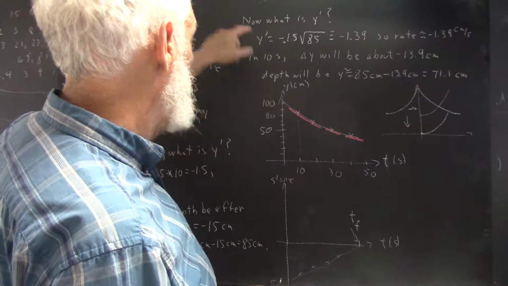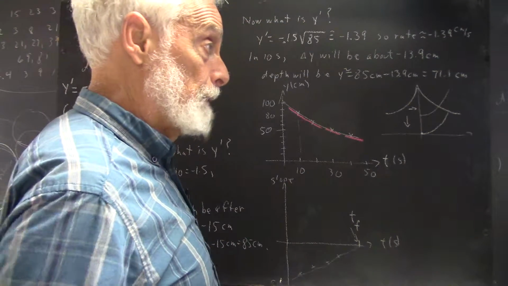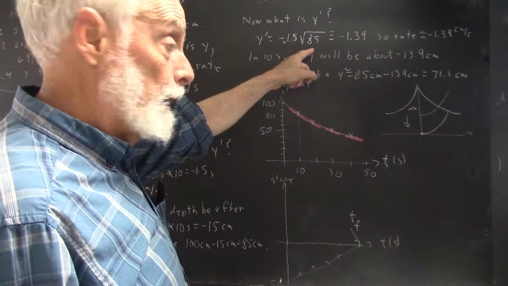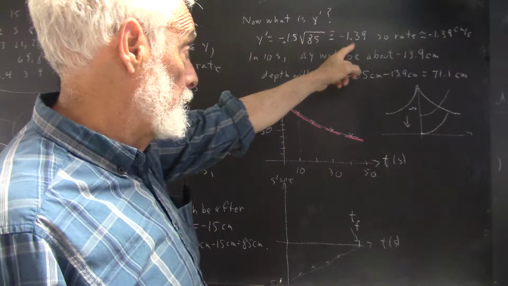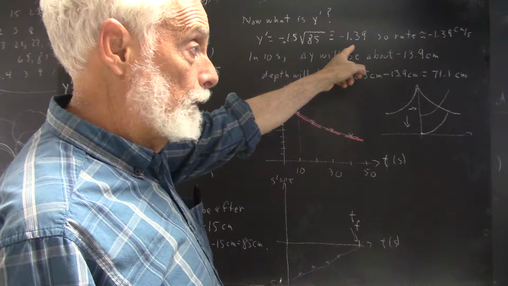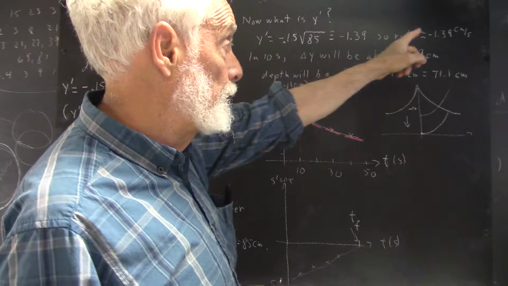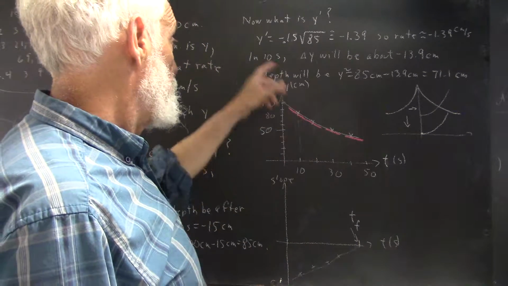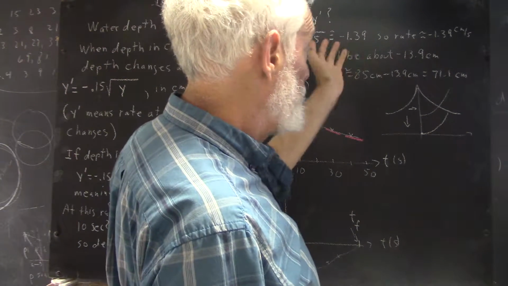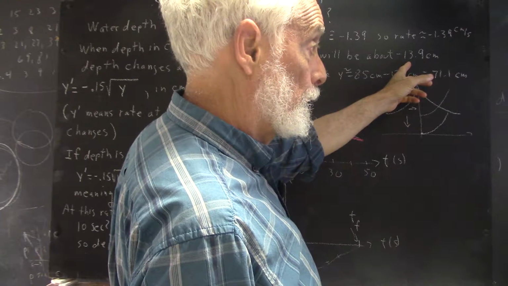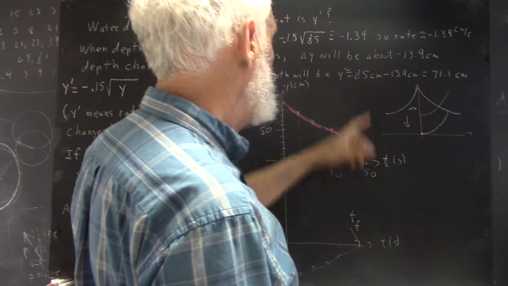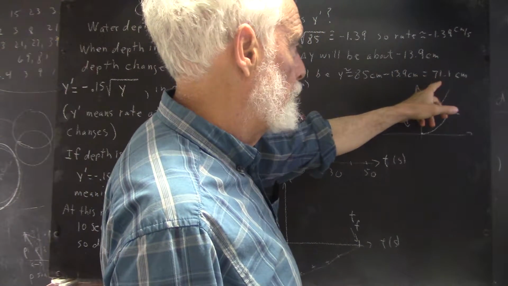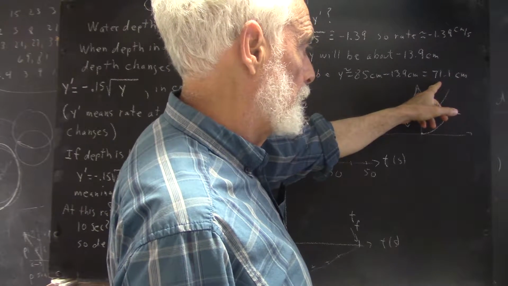So the question is now, what is the value of y prime? Well, we're going to plug 85 in here and do the calculation. I think we get about negative 1.39, so the rate is about negative 1.39 centimeters per second. So in 10 seconds, delta y is going to be what? Well, it's going to be about negative 13.9 centimeters. Put that together with your 85 centimeters, you find that you're at 71.1 centimeters.